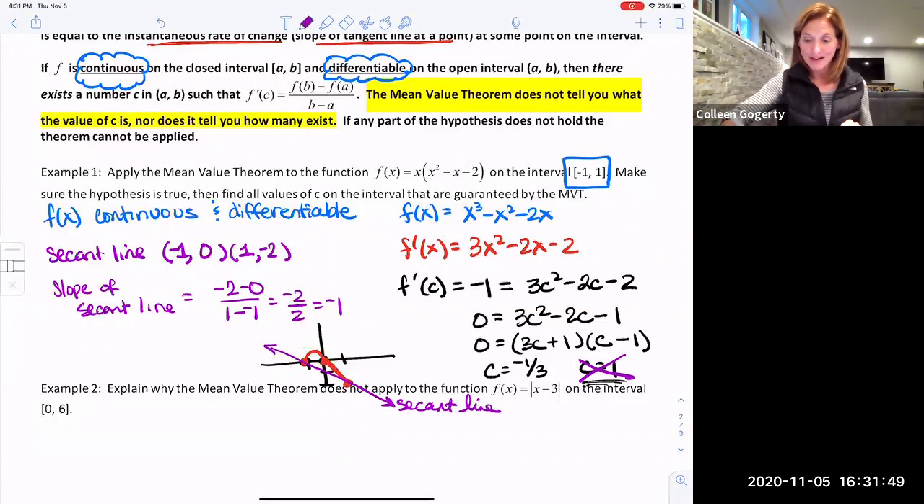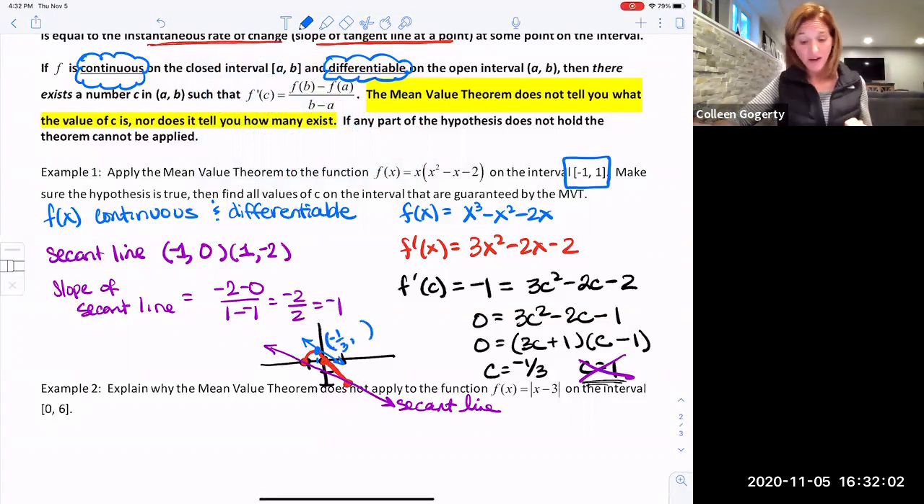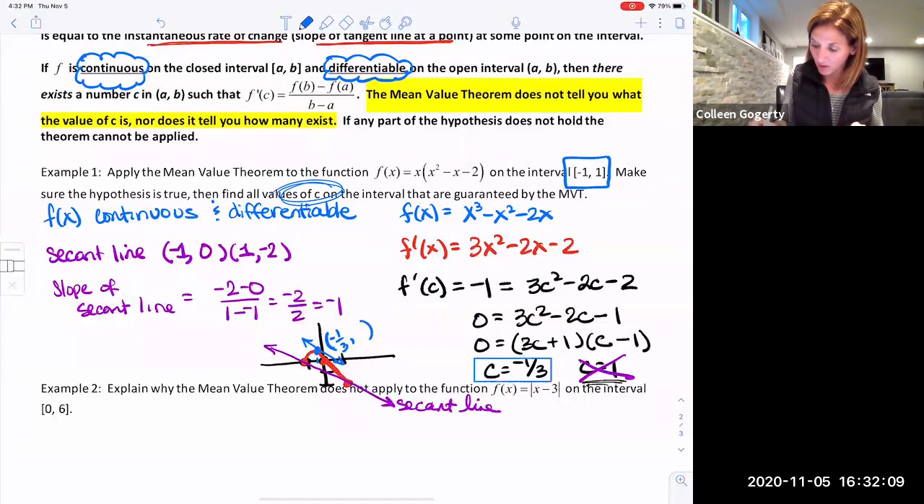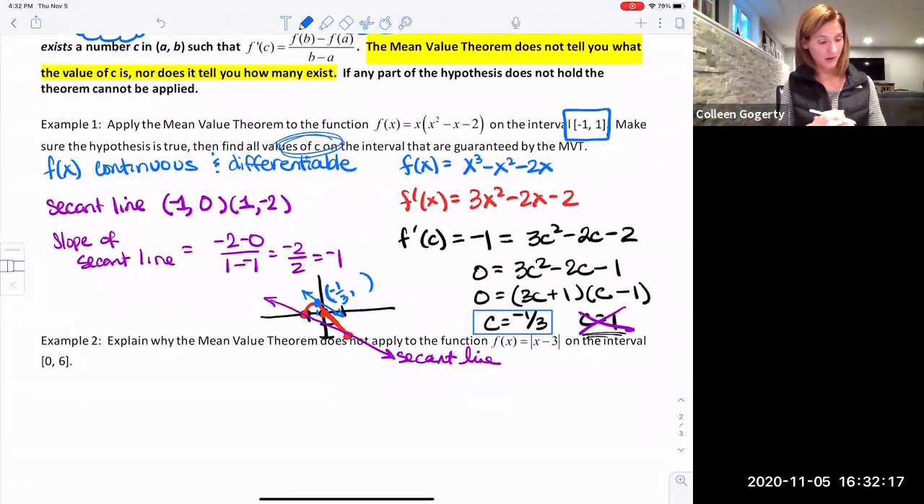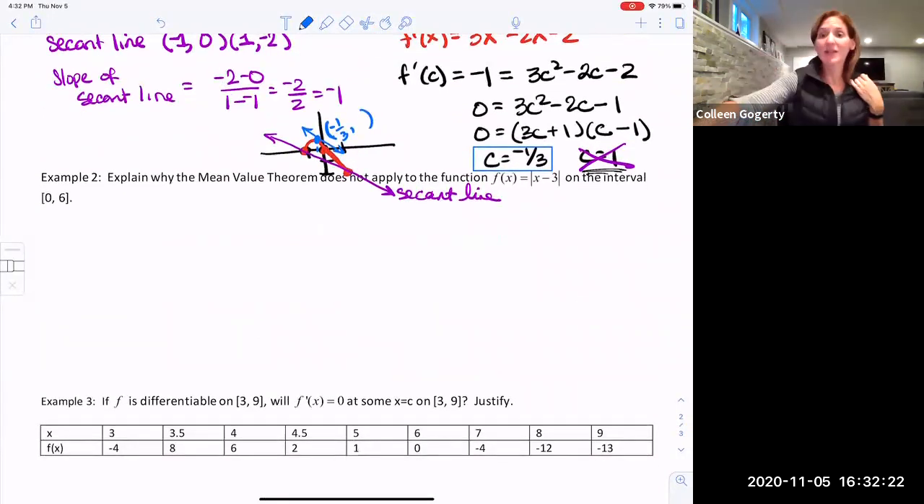And so if we drew that in, if this is my tangent line, what we're finding out is that the x value of that point is at -1/3. Now, I'm not asking you to find the y value. It's just saying find all values of C if you read the directions. Okay, C is -1/3. So there is an application of the mean value theorem. Let's quickly go through the rest of these just so that we don't make this video too long.